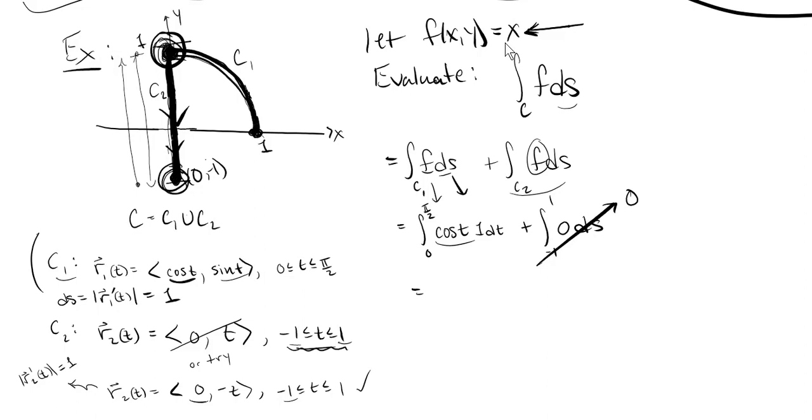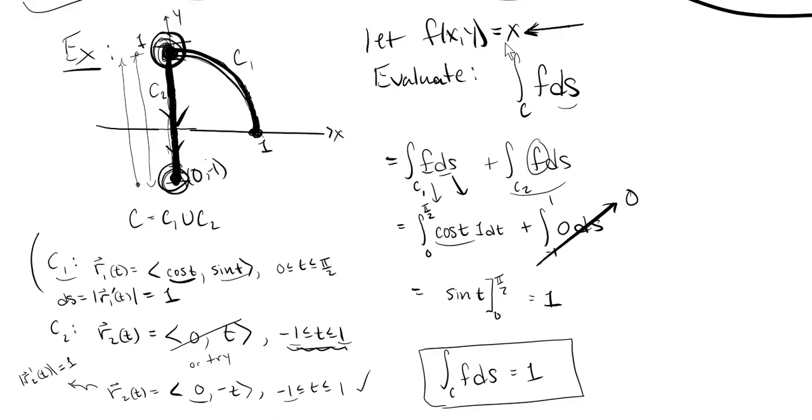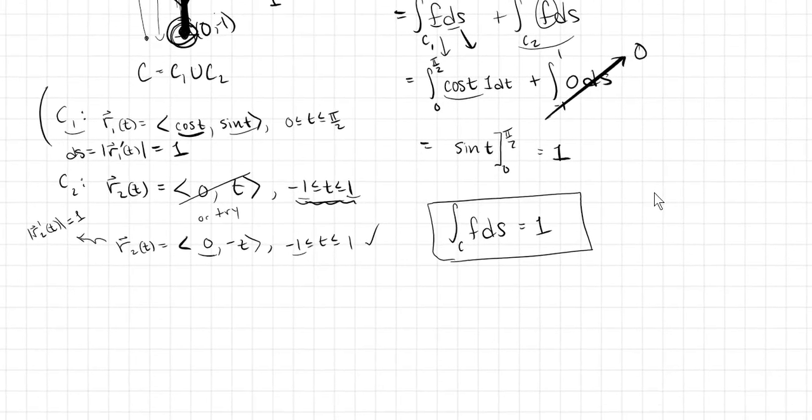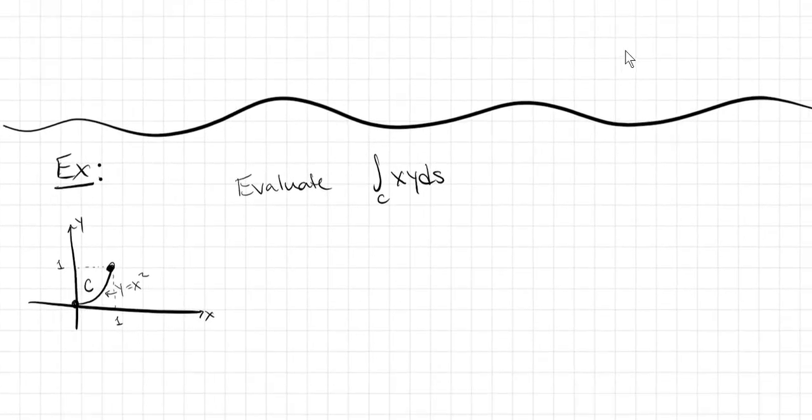Easy enough. What do we get? Sine of t from 0 to pi halves, which is 1. Check that work. So this line integral equals 1. Okay, let's move along here. Try another one.